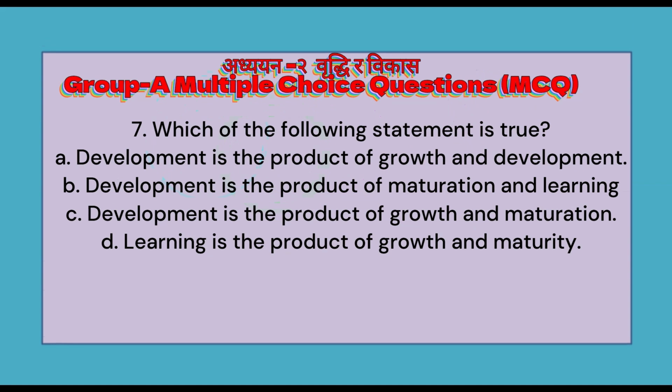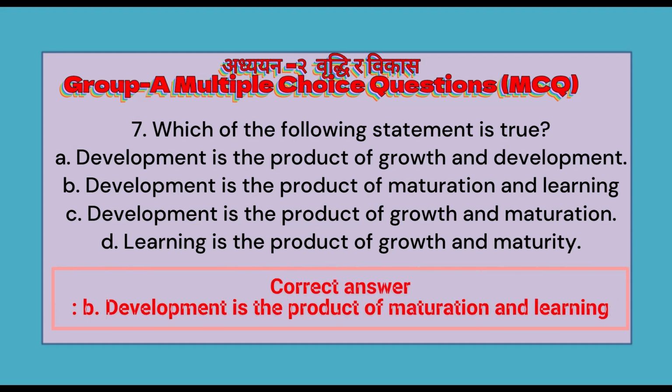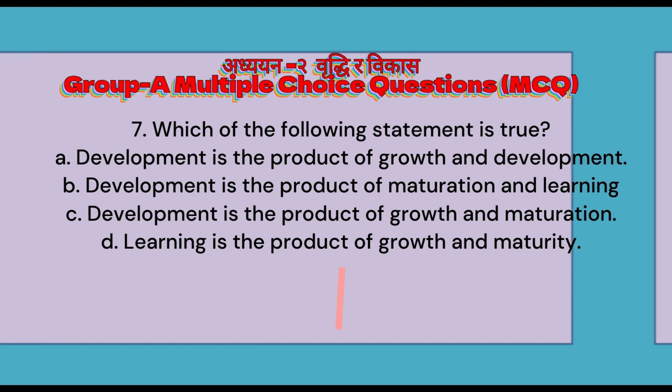7. Which of the following statements is true? A. Development is the product of growth and development. B. Development is the product of maturation and learning. C. Development is the product of growth and maturation. D. Learning is the product of growth and maturity. Correct answer: B. Development is the product of maturation and learning.